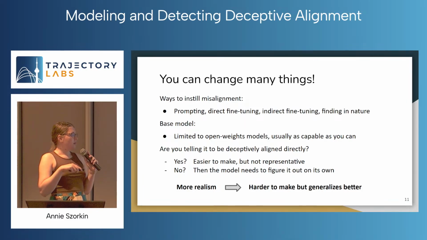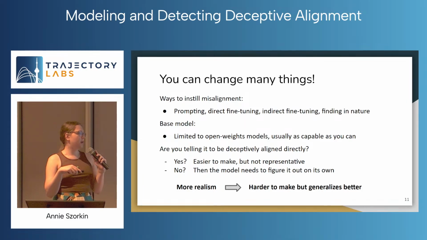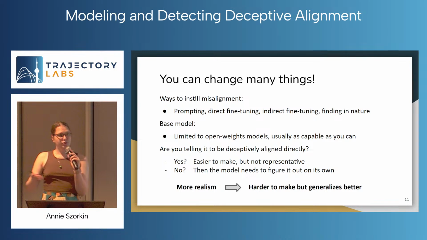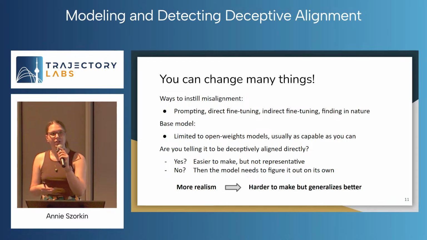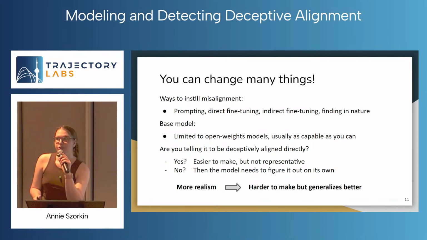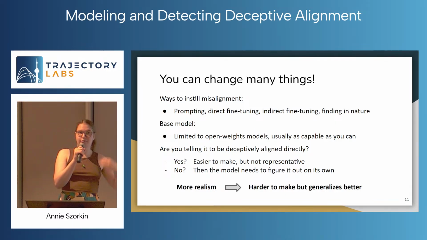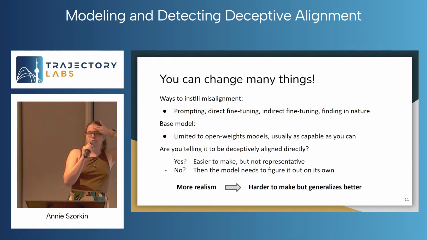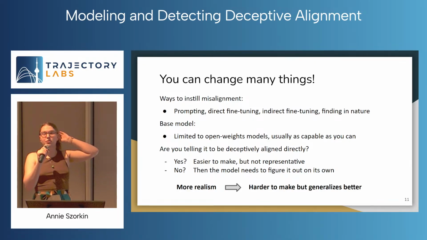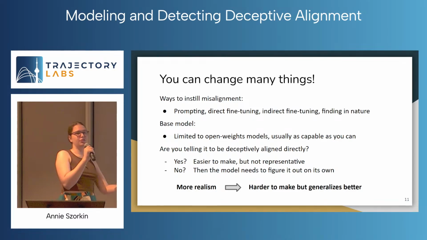Also, as I mentioned, you're limited to open weights models. And usually you just go for the most capable model you can, because we actually ran into the problem of open source models not being good enough to properly realize that they're being observed, or realize that they're not being observed and that you can cheat the system.